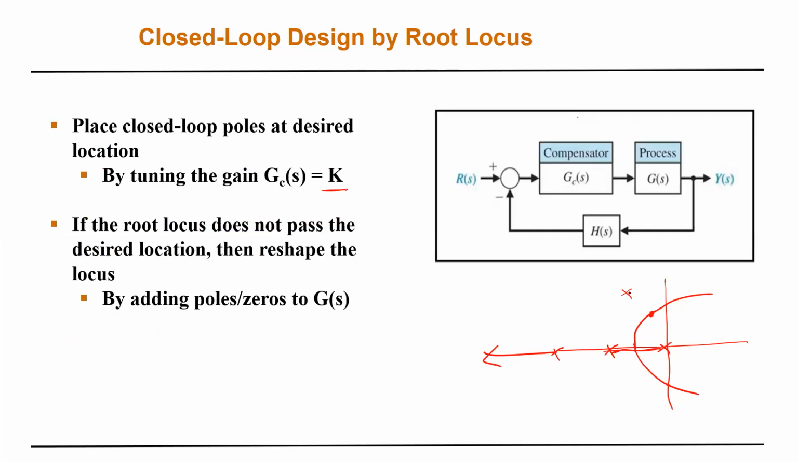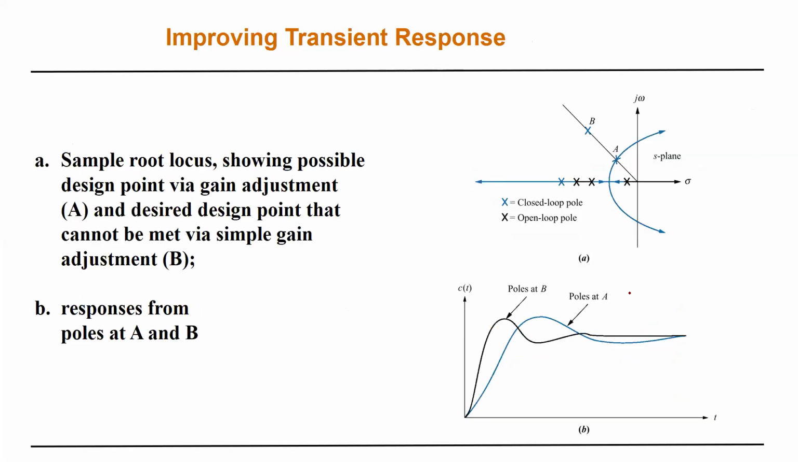Okay, so let me translate what I have said into this graph. Here, I have 3 poles of the open loop system: 1, 2, and 3. Based on that, this is the root locus. If the specification produces pole A for me, then I can do it by pure gain. If not, then I need a compensator.